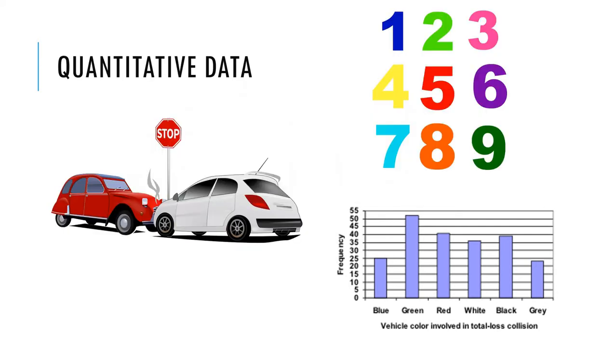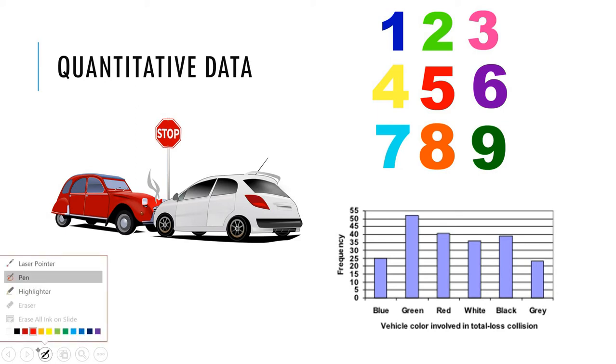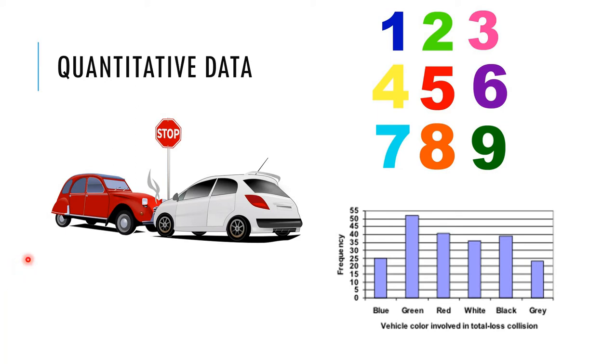Quantitative data involves numbers. We have continuous data, which means decimals, versus discrete, which means whole numbers. And for example, the number of accidents that happen based on the color of the car, right? So the number of accidents, that's quantitative data, right? Categorical data would be the color of the car, right?